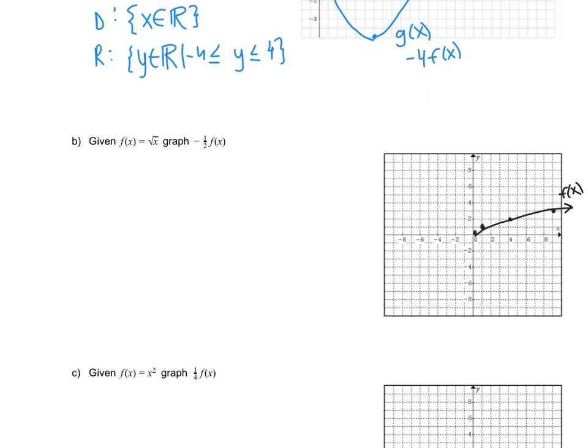Okay, now let's write the transform function. So why don't you pause the video here, write down the transform function and the transformations that you are applying, and then come back to the video.